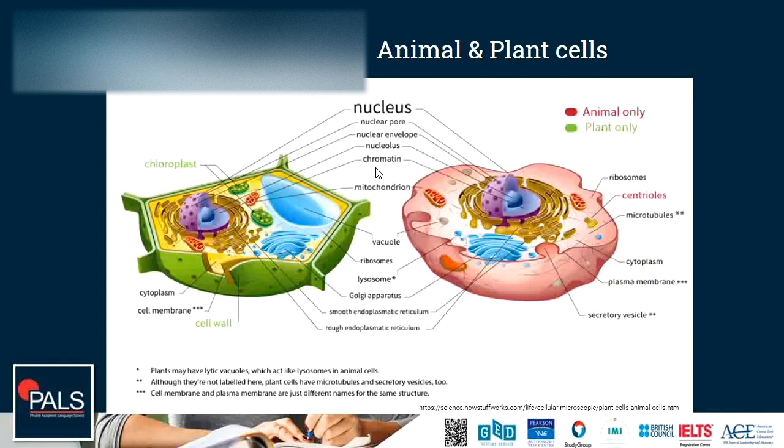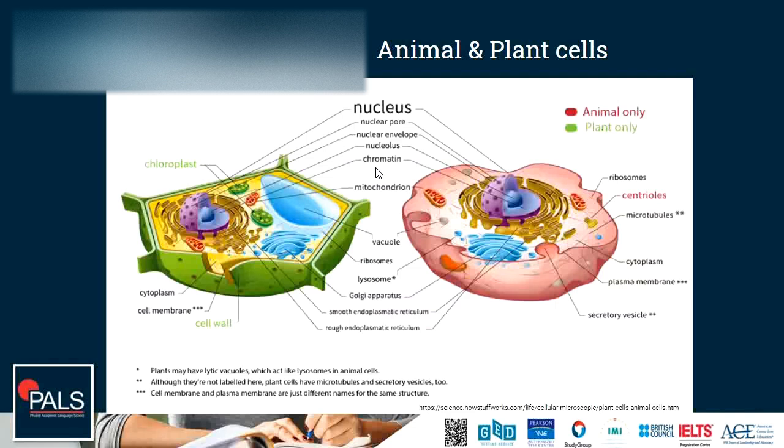Then we have mitochondria. Mitochondria is the plural, many mitochondria, one mitochondrion. Mitochondria are important for the cell because this is where cellular respiration happens, about which we will talk at the end. We can see vacuoles in animal cells and in plant cells.